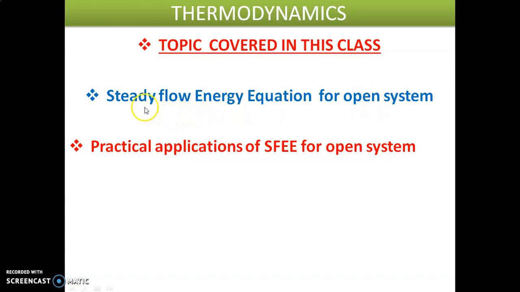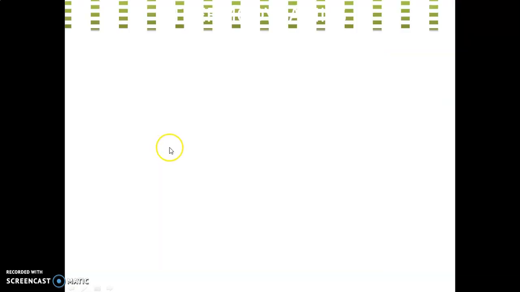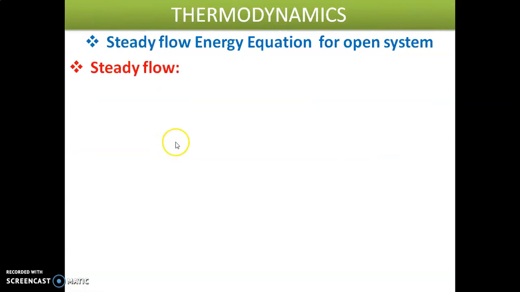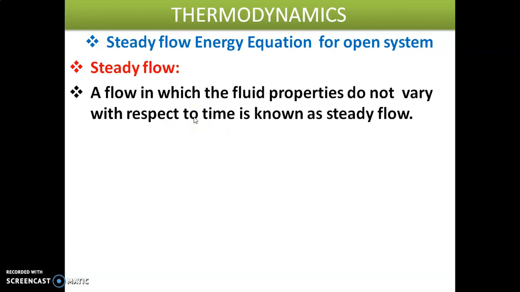And how can we define steady flow? A flow in which fluid properties do not vary with respect to time. So that is known as steady flow. A flow in which the fluid properties do not vary with respect to time is known as steady flow.